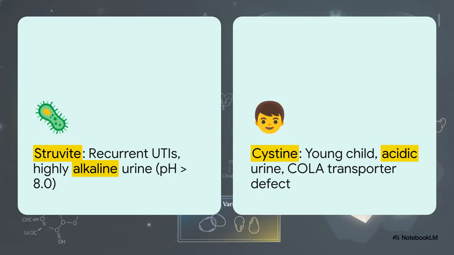Let's cleanly delineate the clinical variance between the two pathologies that actually form massive staghorn calculi. If you have an adult patient with recurrent UTIs and a highly alkaline urinalysis above 8.0, that calculus is strictly a struvite stone. Conversely, what if you have a young child presenting with a massive staghorn calculus and highly acidic urine? Well, that points directly and strictly to a cystine stone.